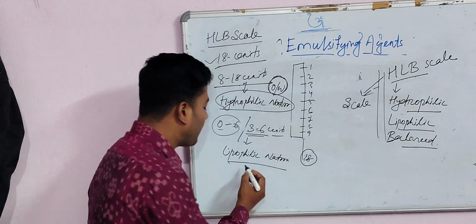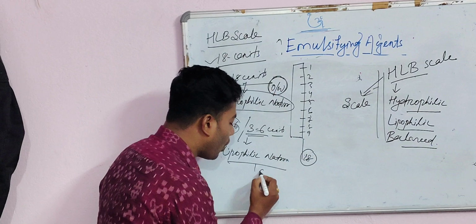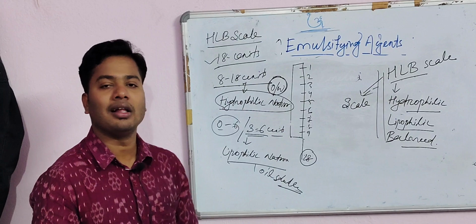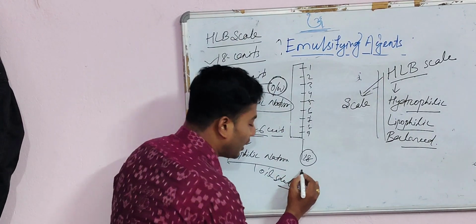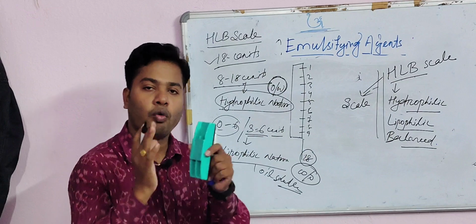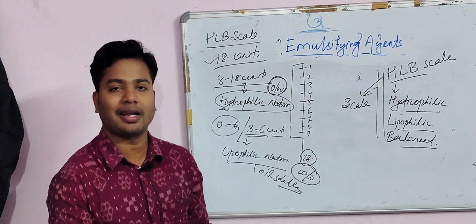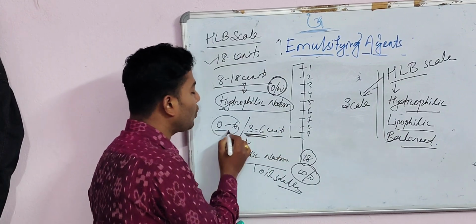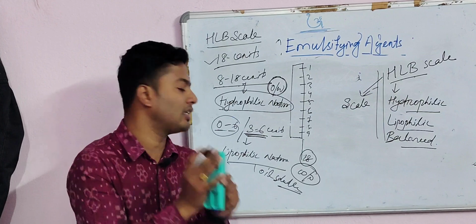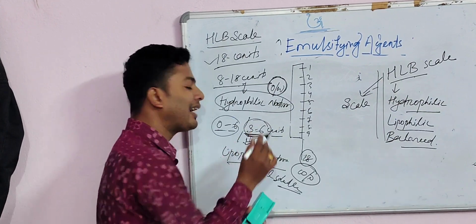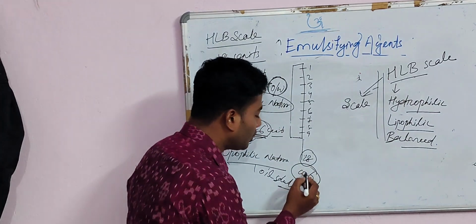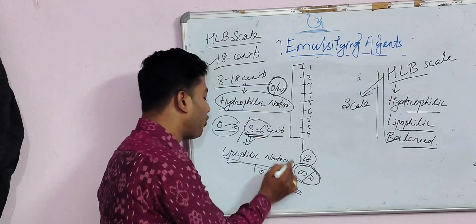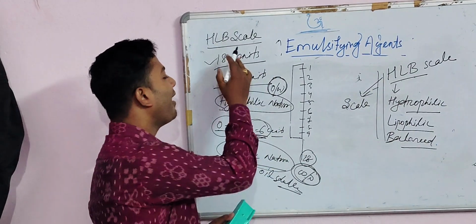So all of you know what lipophilic nature means. It means oil soluble, or oil loving. That means when you have to prepare the W by O type of emulsion, you have to choose the emulsifying agent under 3 to 6, or 0 to 6 units. Those emulsifying agents under 3 to 6 units you have to choose for the preparation of W by O type of emulsion. Why? Because such emulsifying agents show the lipophilic nature. Clear? So that is the HLB scale.